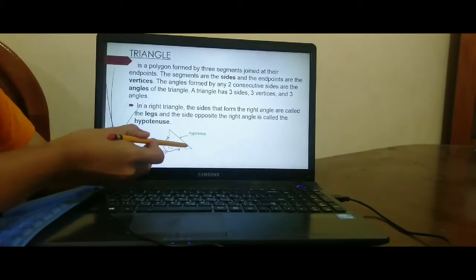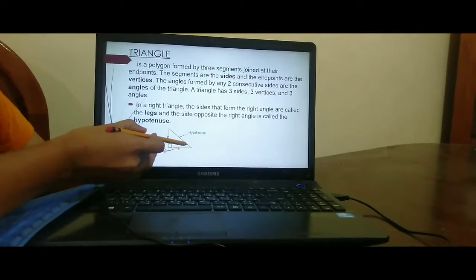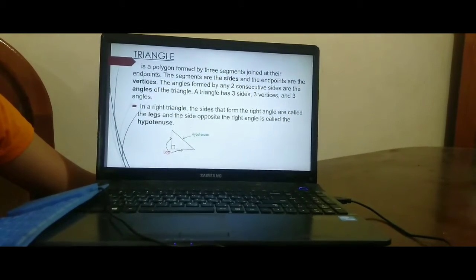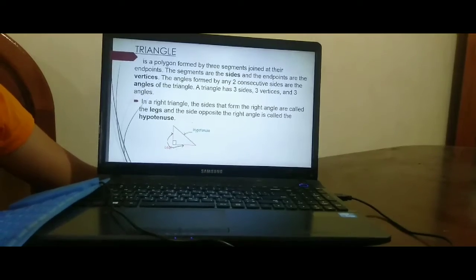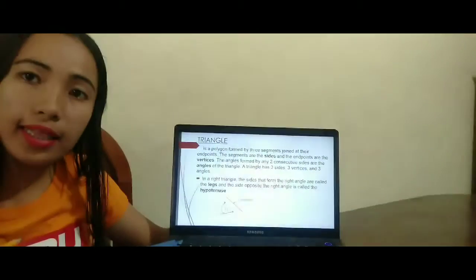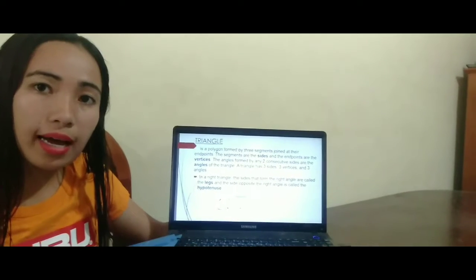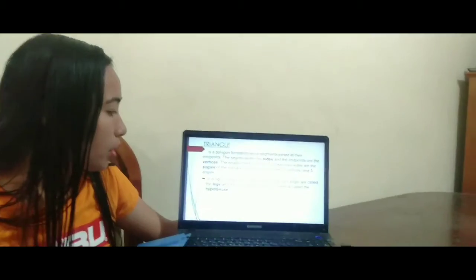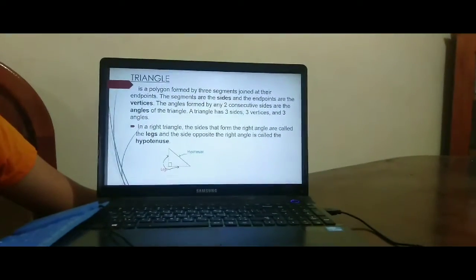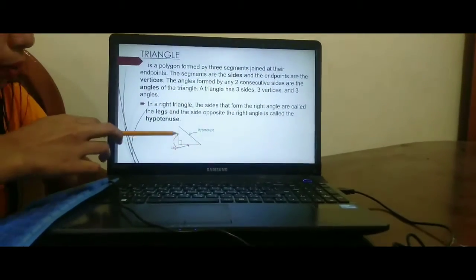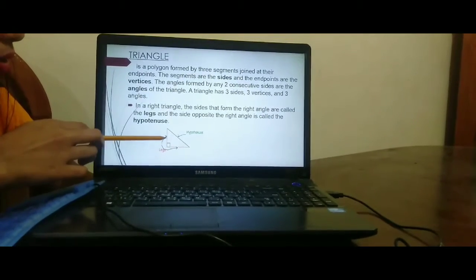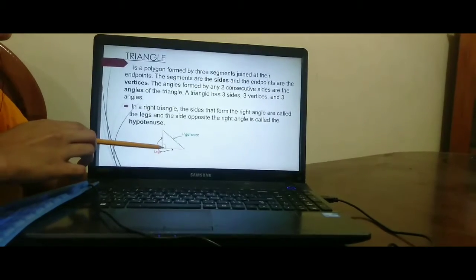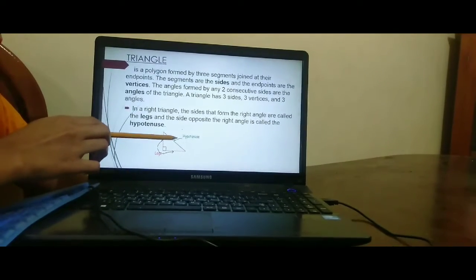So in this triangle, we can make this angle. A triangle has three sides, three vertices, and three angles. In a right triangle, because we are dealing with right triangles in trigonometry, we can use the 6 trigonometric ratios in solving those right triangles. In a right triangle, the sides that form the right angle are called the legs. And the side opposite the right angle is called the hypotenuse.